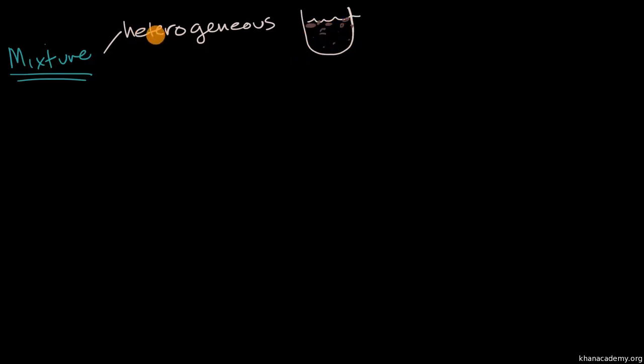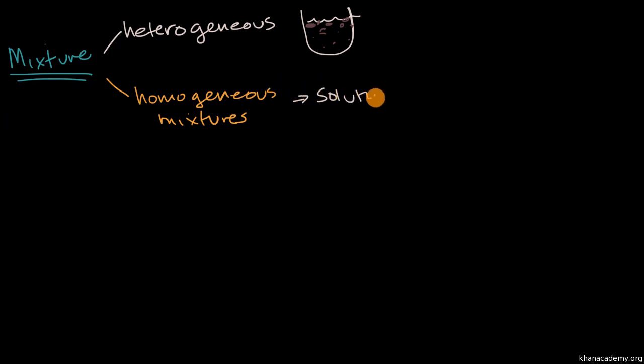Now, you can imagine if there's heterogeneous mixtures, the opposite would be homogeneous mixtures. Those would be mixtures that, when you look at them from a macro point of view, look consistent at any point of the mixture. Homogeneous mixtures have another term, which you have probably heard. They're also known as solutions.